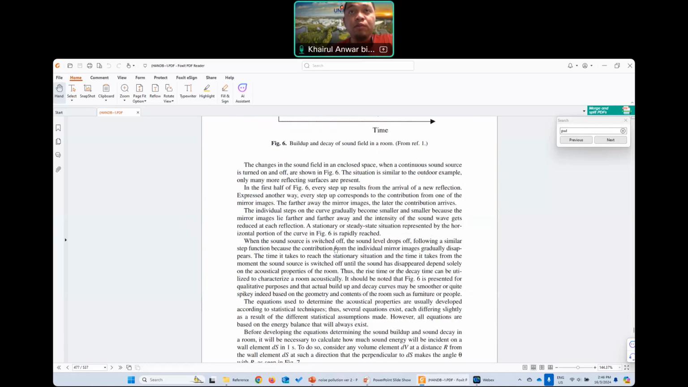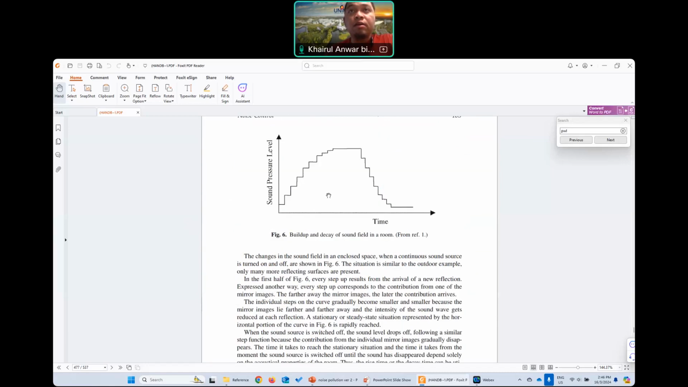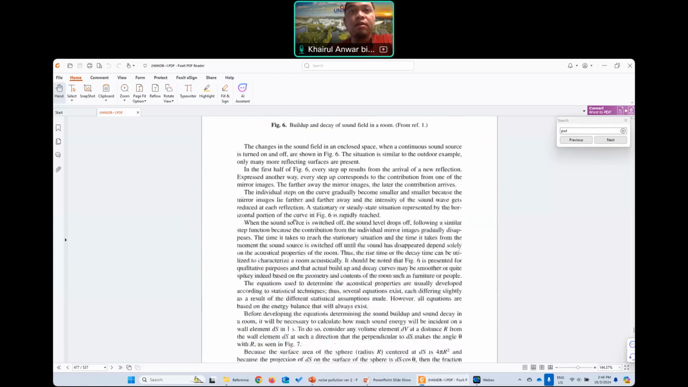So when the sound source is switched off, the sound level will drop off following a similar step function, because the contributions from the individual mirror images gradually disappear. The time it takes to reach the stationary state, and the time it takes from the moment the sound source is switched off until the sound is gone, depends roughly on the acoustical properties of the room. Thus, the rise time or the decay time can be utilized to characterize the room acoustically.